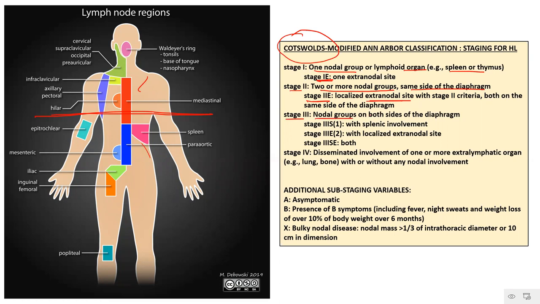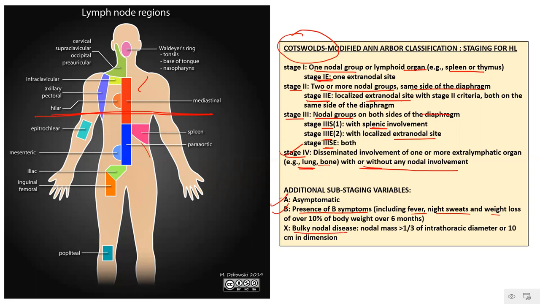Stage 3 would be involvement of the nodal groups on both sides of the diaphragm. This is again subdivided into categories: 3S, where the spleen is involved, 3E, where there is an extension to an extranodal site, and stage 3SE, where you have involvement of both the spleen as well as the extranodal site. Stage 4, of course, represents disseminated involvement of organs like bone marrow, lung, liver, with or without nodal involvement. Now, the presence of B symptoms is another important finding in a case of Hodgkin lymphoma, because in any category, the presence of B symptoms indicates a higher degree of tumoral bulk. That is represented clinically by fever, night sweats, and a weight loss of more than 10% body weight over a 6 month period.